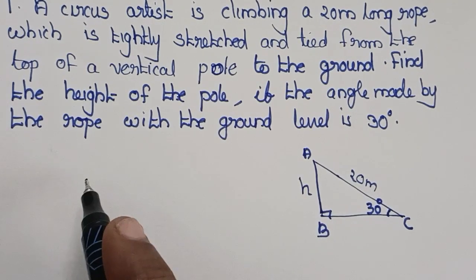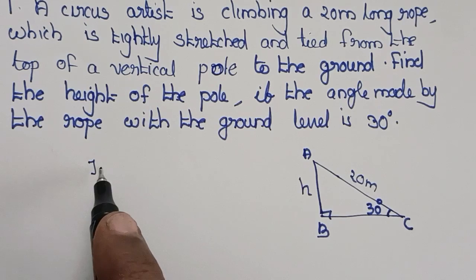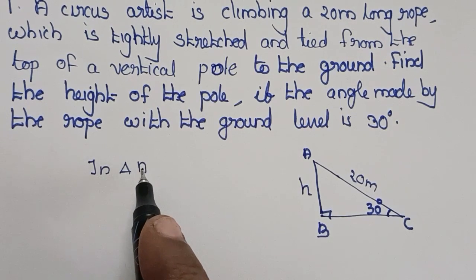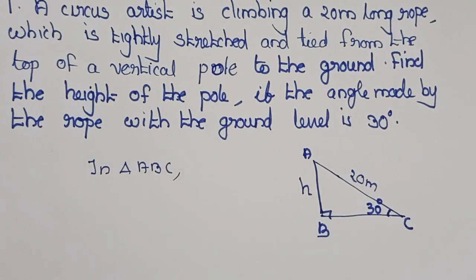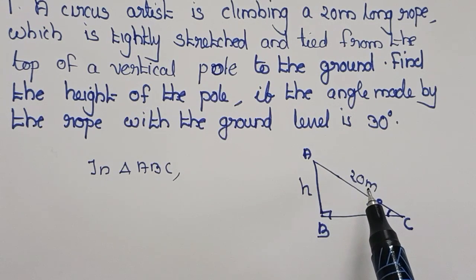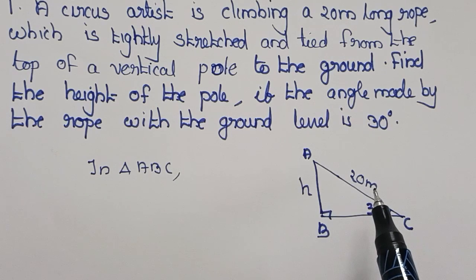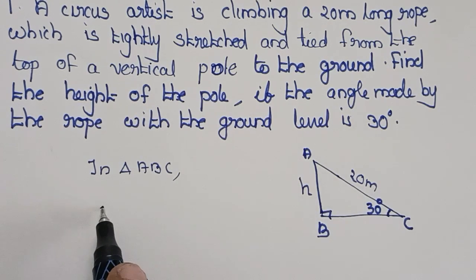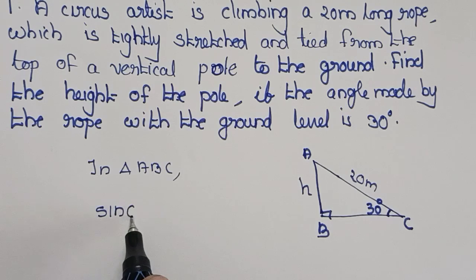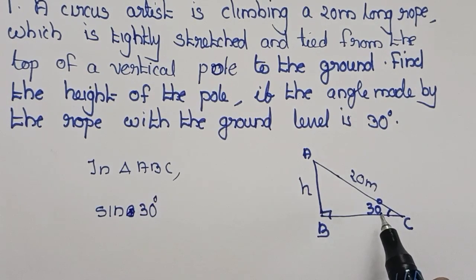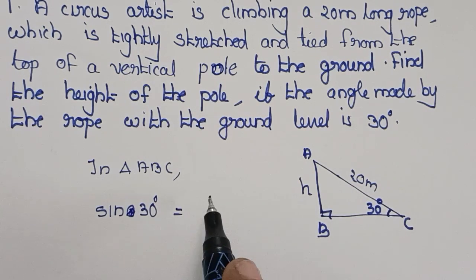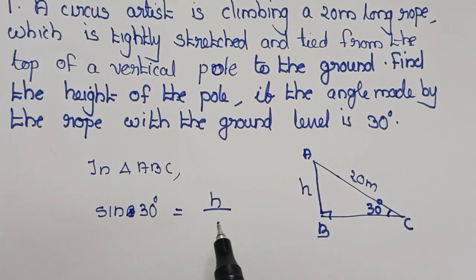In triangle ABC, we have to connect opposite side and hypotenuse. Opposite by hypotenuse, it is sine, isn't it? So take sine 60 degree, sorry, it is not 60, 30 degree. Sine 30 degree equal to opposite side h by hypotenuse equal to 20.